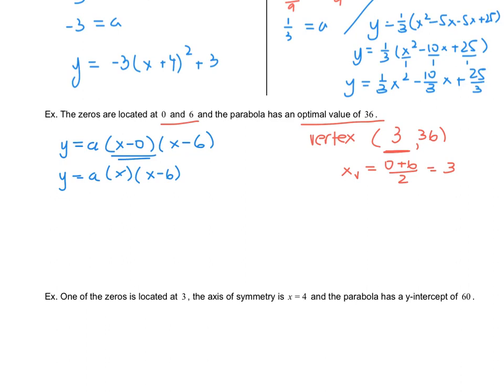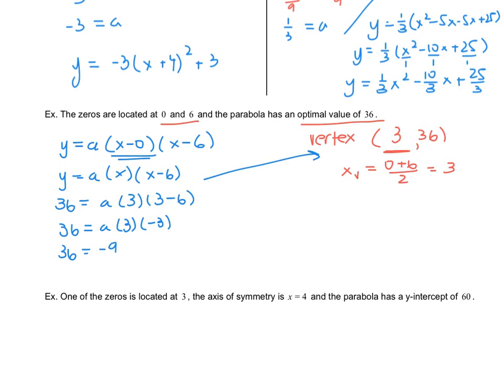All right, now let's plug our point in. And our point is the vertex. So instead of y, I'm going to put 36, and instead of x, I'm going to write 3. And now we can clean it up. 3 minus 6 is -3. Clean up your multiplication. 3 times -3 is -9. So -9a. And then divide out that -9 so that we get -4 for our a value.